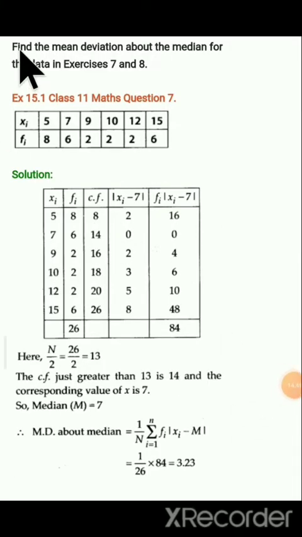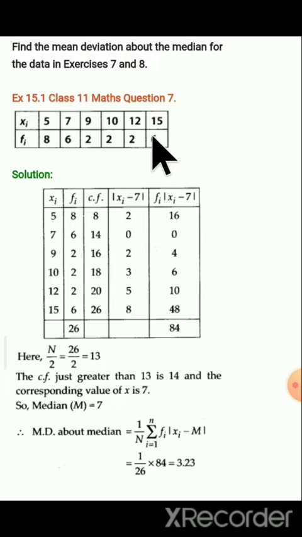Next question, find the mean deviation about the median for the data in the exercises 7 and 8. So question number 7 is xi equal to 5, 7, 9, 10, 12, 15. Fi equal to 8, 6, 2, 2, 2, 6.